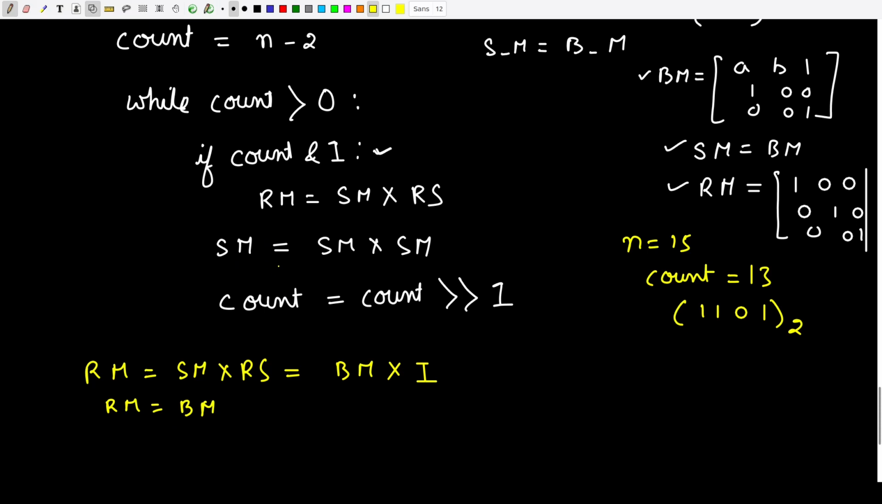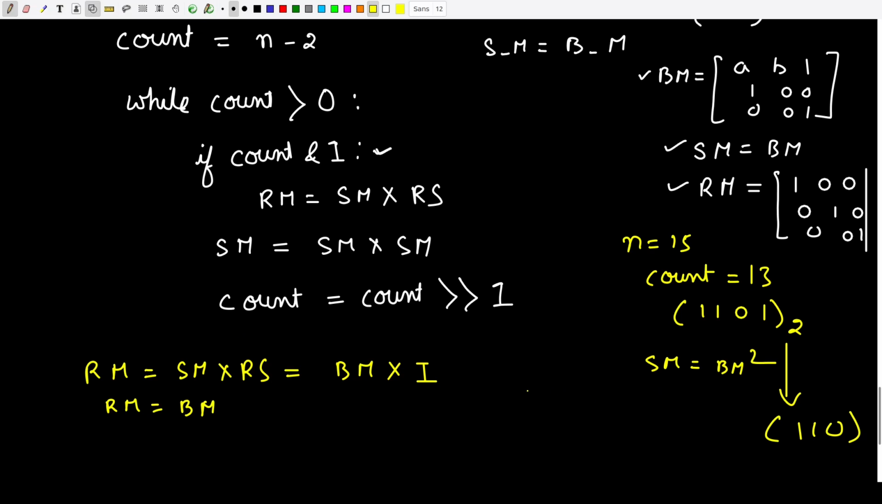Then we have gone ahead and computed Sm equals Sm into Sm, which is essentially Bm square so far, right? And after that we have shifted it by 1. So now after shifting, this becomes 1, 1 and 0. At this time the least significant bit is 0. Since the least significant bit is 0, the result matrix will not be altered, and we will go ahead and compute SM again.